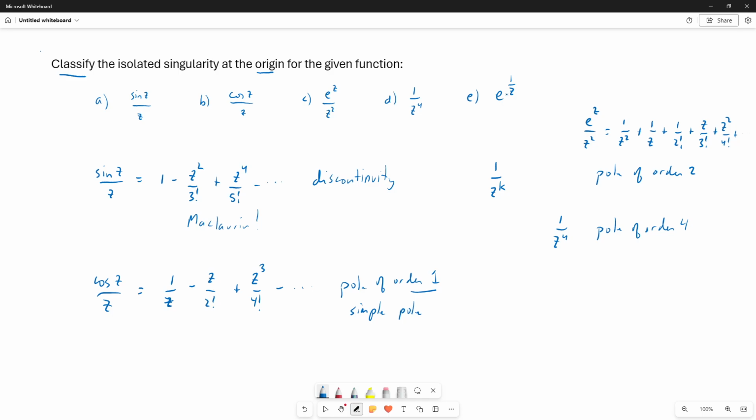at the origin. And finally, e to the 1 over z is equal to 1 plus 1 over z plus 1 over 2 factorial times 1 over z squared plus 1 over 3 factorial times 1 over z cubed plus 1 over 4 factorial times 1 over z to the fourth, etc. So we have infinitely many powers of z in the denominator, so there is no largest one, and this is called an essential singularity at the origin.